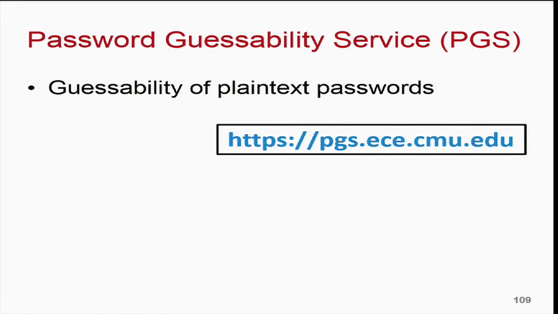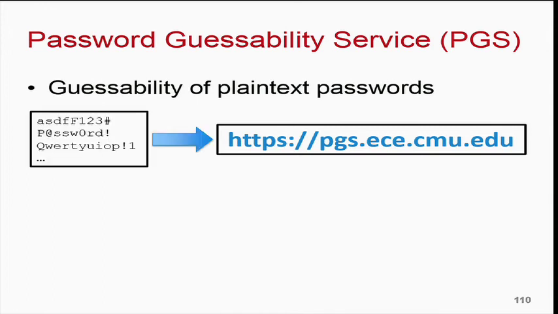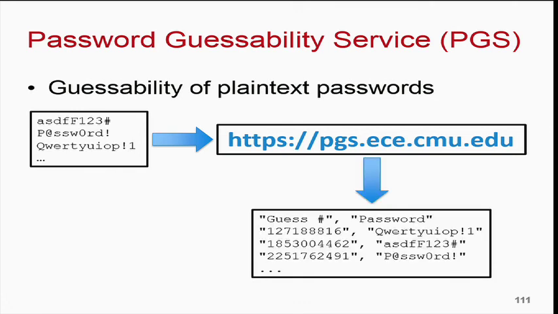pgs.ece.cmu.edu, which is a service for the research community. What this does is it enables other researchers to submit their plain text passwords. So you send us your plain text passwords, you select which password cracking approaches, or all of them, that you'd like us to run guessability analyses for. And then in a matter of hours or days, or sometimes as long as a couple weeks, depending on the approaches you choose, you get back PGP encrypted email with the guess numbers for these passwords under that approach.